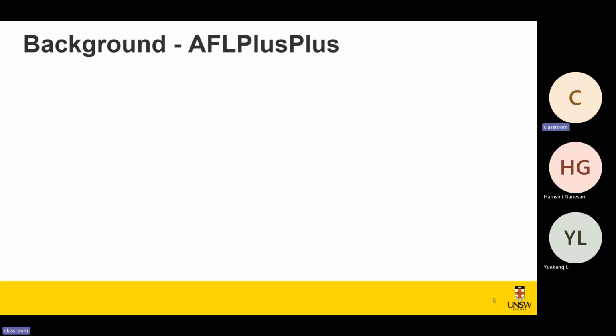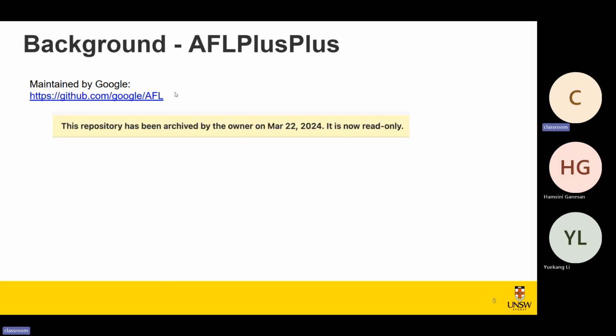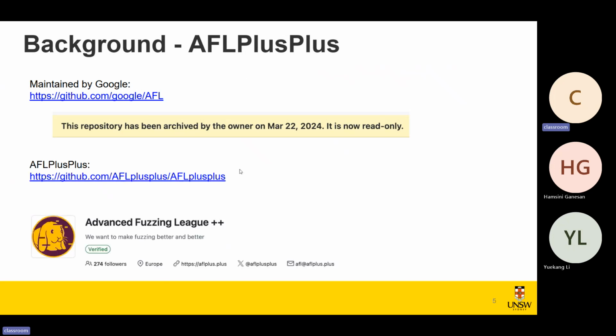Based on American Fuzzy Lop, there is a new project called AFL++, just like how we have C and C++, right? Like I just mentioned, AFL was developed by that guy when he was working for Google, and it was maintained by Google. But if you click on this link, you can see that this repository was archived by Google last year, because there is a new project called AFL++, which is maintained by an open source community, and people are contributing to this repository now. That's why the original one was archived.